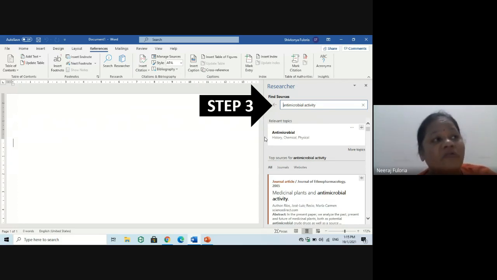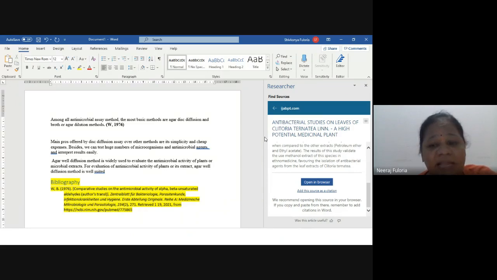This is just for webinar purposes that I put here. So you can see here antimicrobial activity, and down you can see there are sources. I got the sources. It depends on what kind of reference you want to find out, because I have not particularly keyed in the words. I just told it I want to find out the antimicrobial activity.